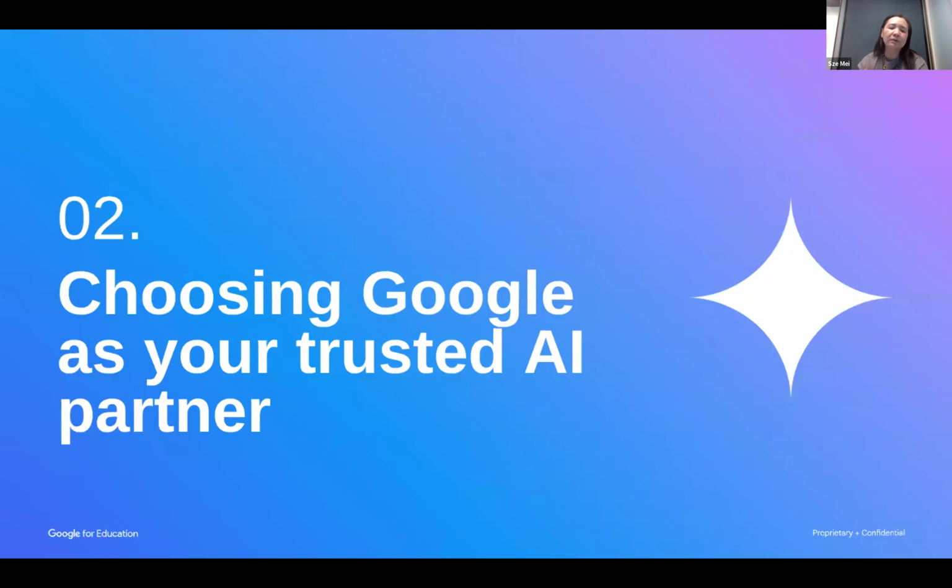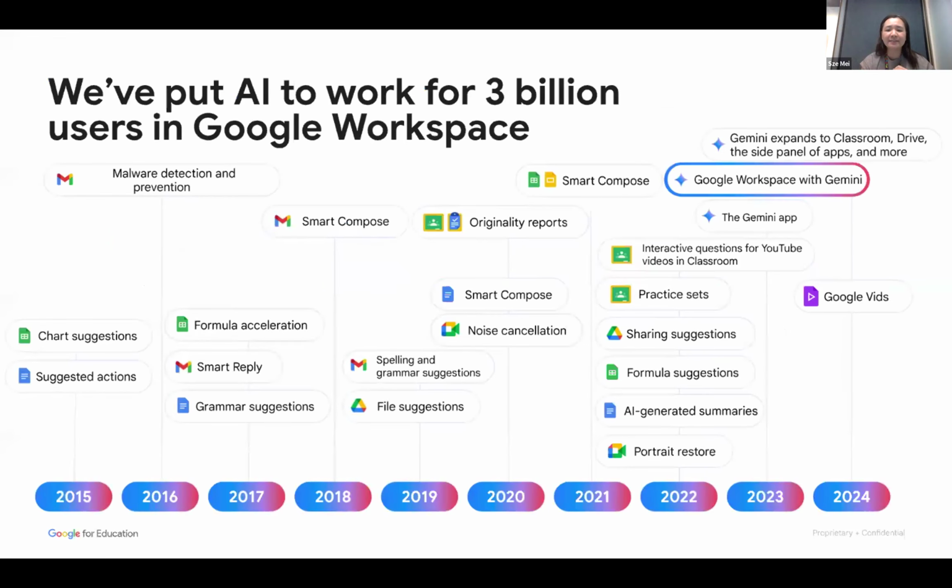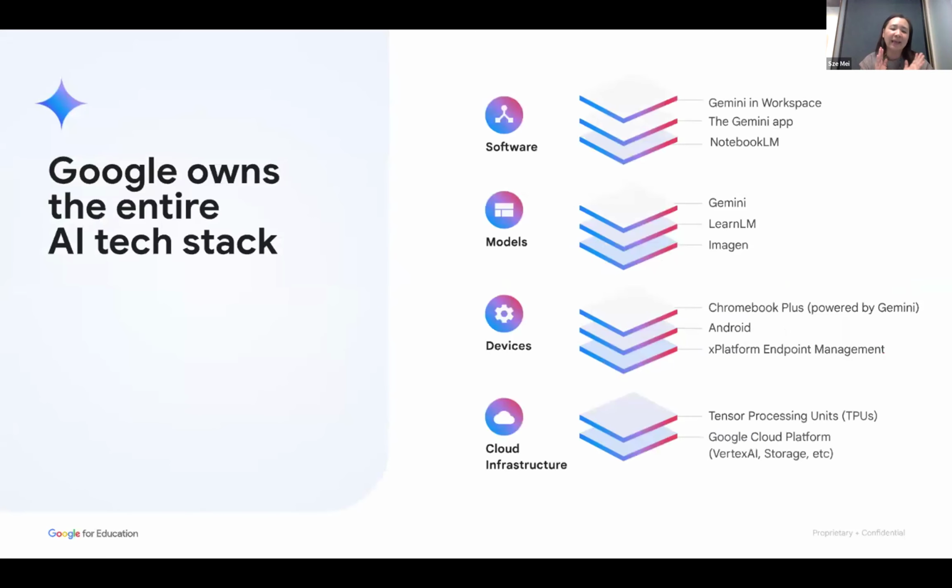So, choosing Google as your trusted AI partner, 3 reasons, right? Because number 1, we own the entire AI tech stack, from software to models to devices and to cloud infrastructure. So this is reason number 1. The Gemini that you will see today is the Gemini app, right? And the model that we will be using is Gemini and LearnLM. Okay, so reason number one, Google owns the entire tech stack.